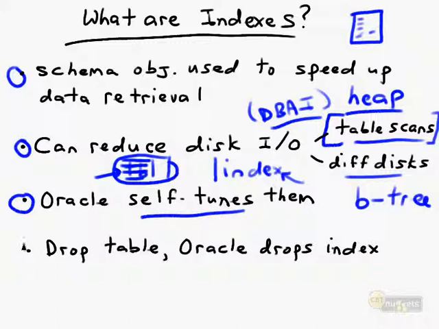The final point on this whiteboard is that although indexes are separate schema objects and they're maintained separately from tables, that is to say, you build a table with create table, you build an index on that table with create index. If you do drop the table, Oracle will automatically and transparently drop its associated indexes. Just keep that in mind. Makes sense, because why in the world would you want to have invalid indexes in your database schema?